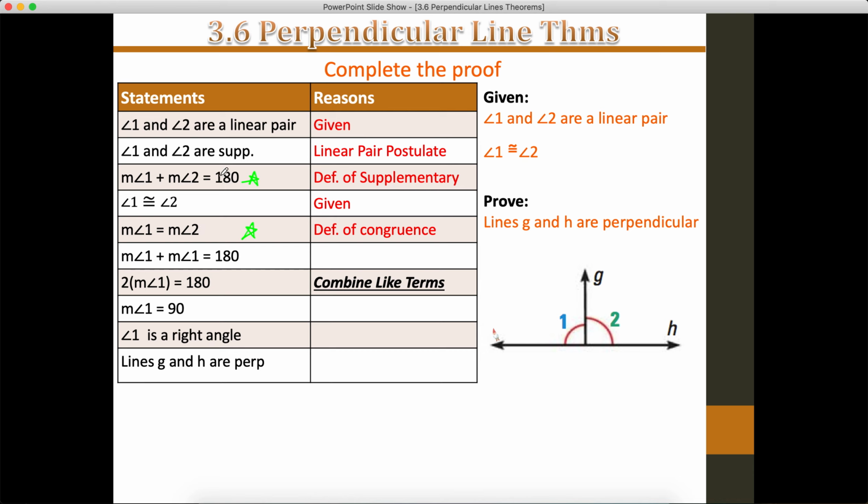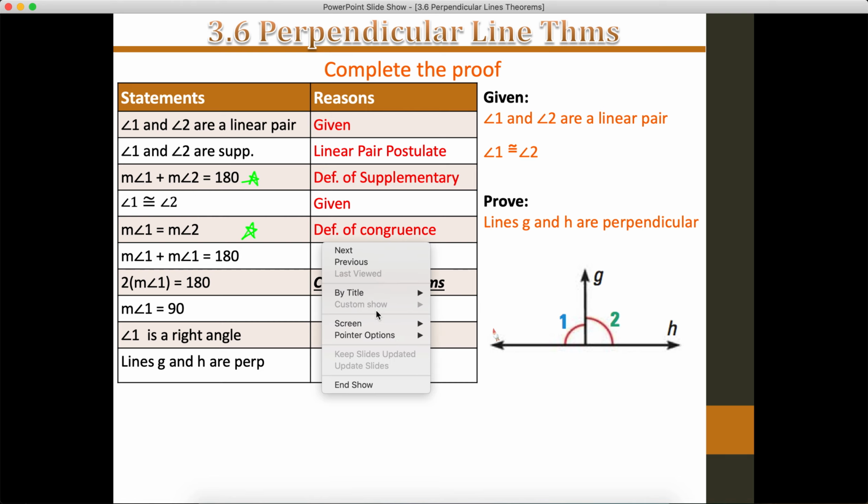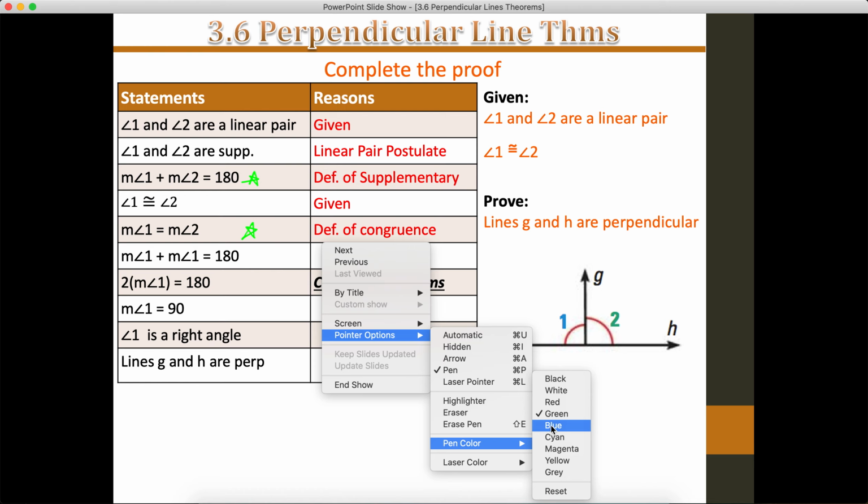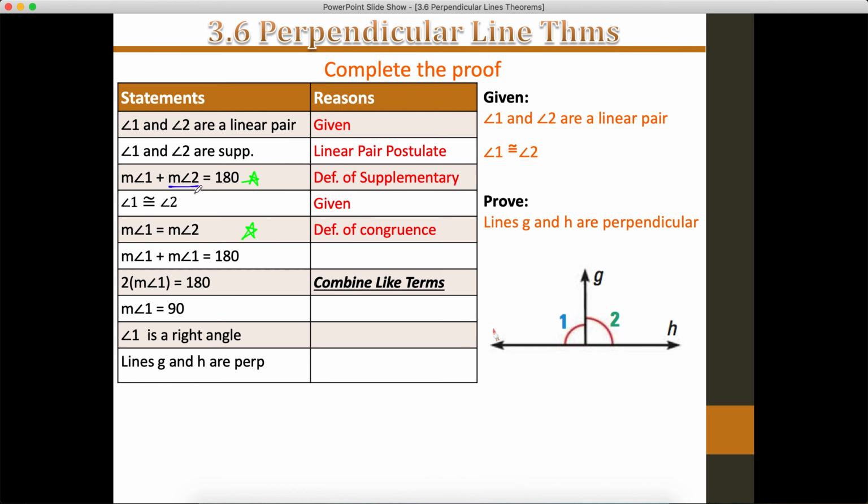If 1 plus 2 is 180, and 1 is 2, well then, it looks like I can take the measure of angle 2 in the first equation that I have here, and substitute the measure of angle 1 because they're congruent. So now I have the same equation for line 3 as for line 4, 5, 6, but with the measure of angle 2 subbed out, and the measure of 1 subbed in. So what I can do here is I could say, again, this is a substitution property, measure 1 plus measure 1 is 2 times the measure of 1. We'll call that combining like terms.